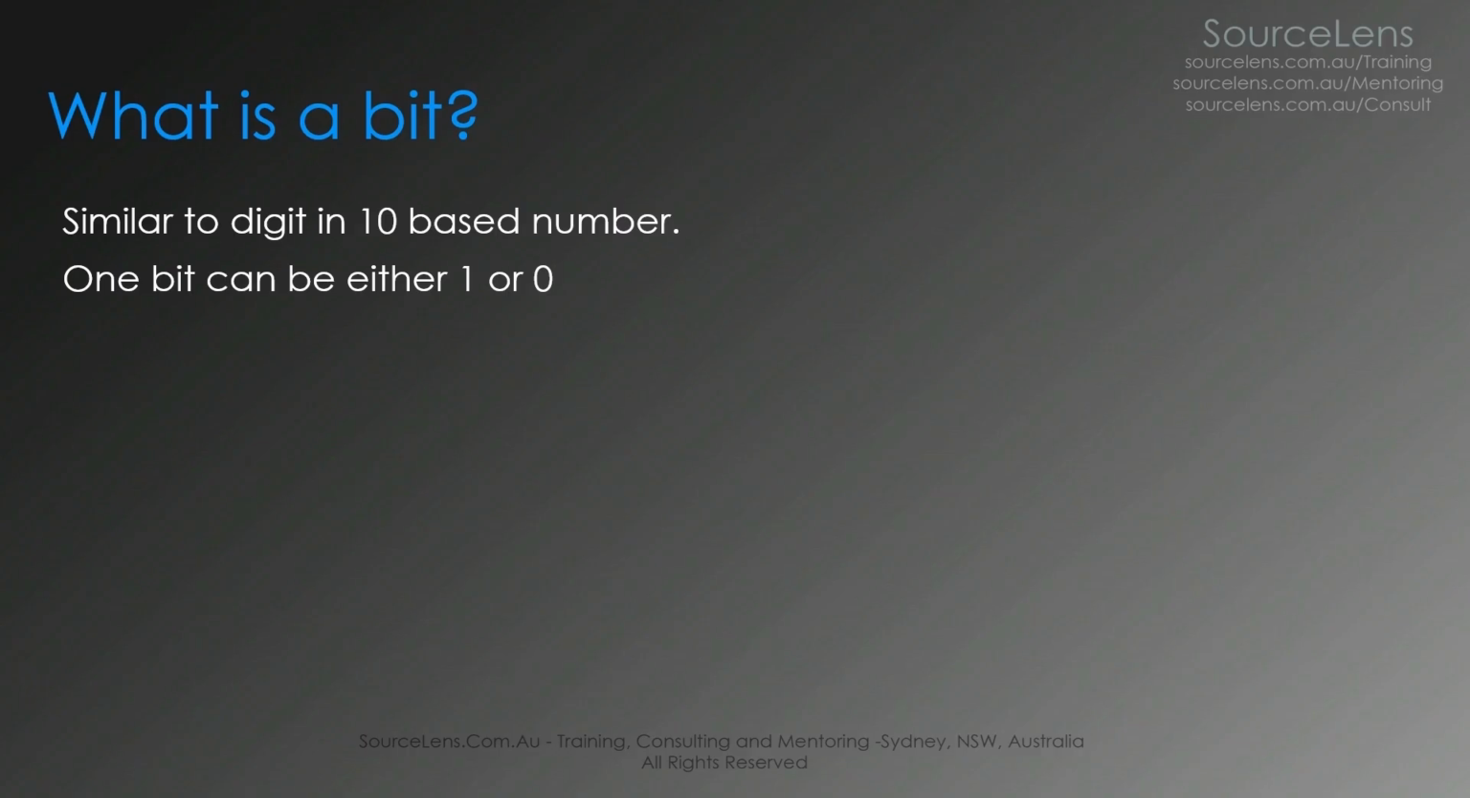Some terminologies around 2-based numerals. So bit. You might have heard about bit, right? When you talk about internet connection speed, bits per second. A lot of common places, bit comes into the picture. So bit is nothing but one binary digit.